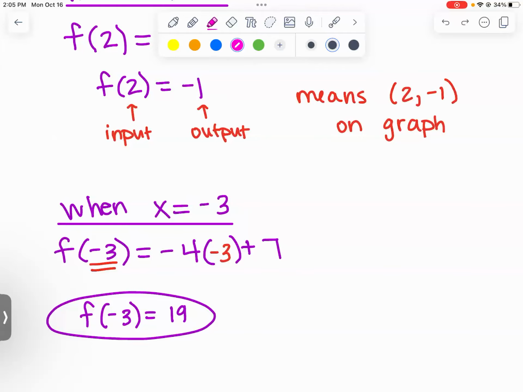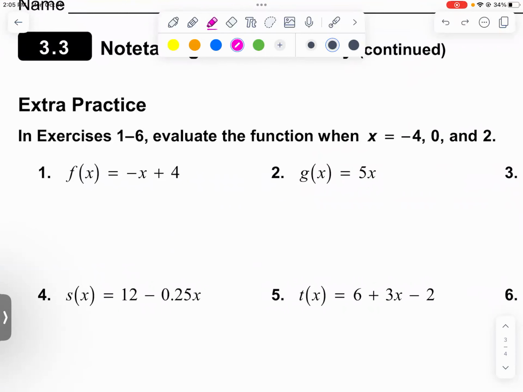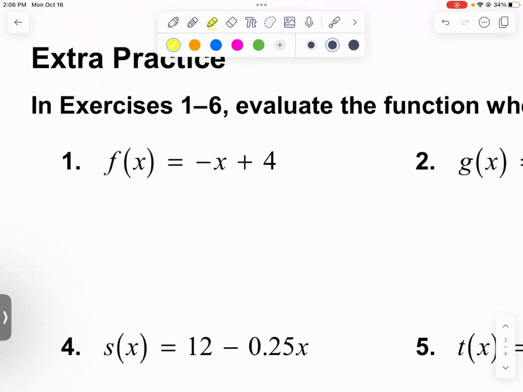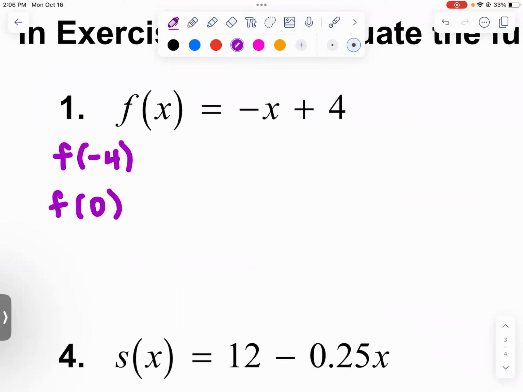We good now? Okay, we're going to look at number 1. I want to know what the function is when x is negative 4, 0, and 2. Here's our function notation. I want to know f of negative 4, f of 0, and f of 2.